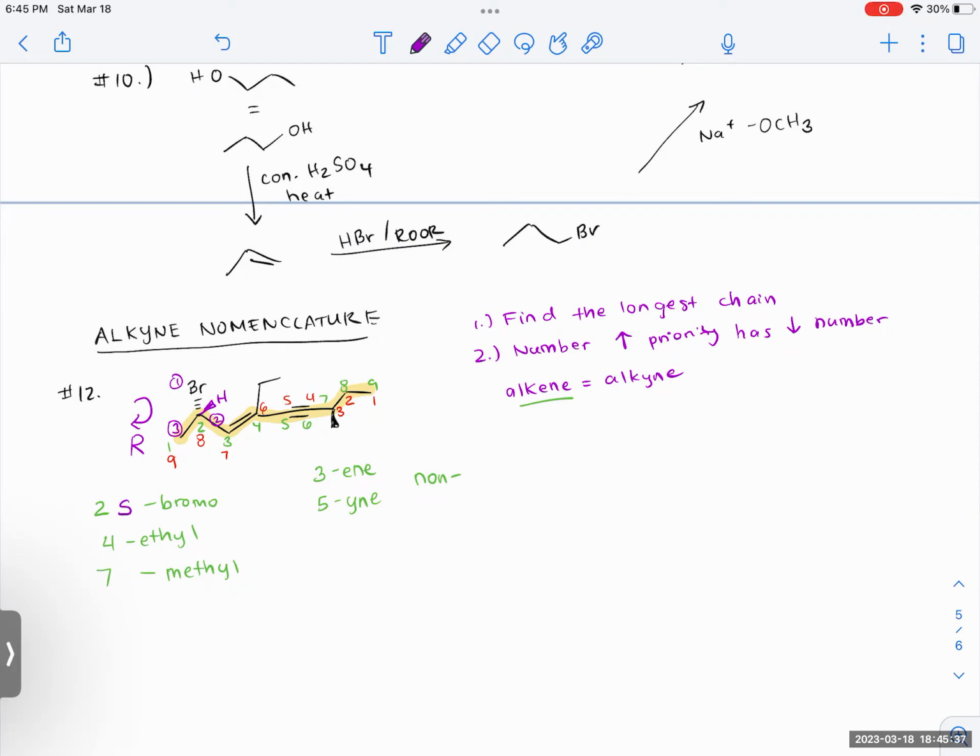And then I'm going to want to do the same thing with the methyl group on 7. Our hydrogen is already pointing away because the methyl group is pointing towards us. So we just have to do 1, 2, 3. It's going this direction, so that's an R.